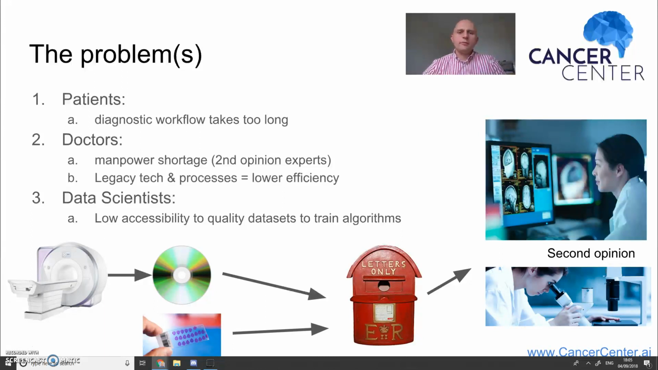From doctors' perspective, there's a major shortage of radiologists and pathologists. About 5 times more are needed to cope with the current demand around the world. Also, the process relies on inefficient, disjointed set of legacy technologies. From data scientists and innovators' perspective, it's hard to obtain up-to-date, high-quality datasets needed to train and improve algorithms. An ideal solution would be a diagnostic process that is fast, cheap, and more accurate.